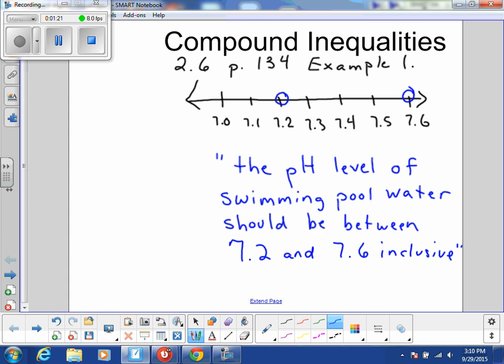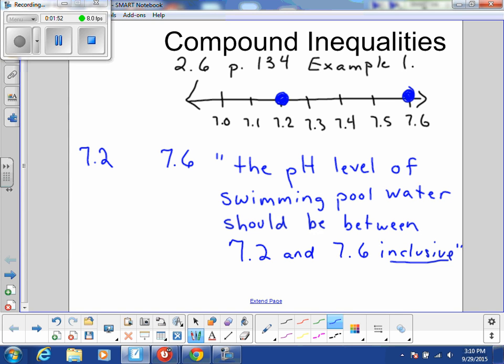And all of the numbers that would make that true, so that you have a good pH level in your pool, are in between 7.2, that's the low end, and 7.6. Now the word inclusive means that those points are also included. If you are right at 7.2 or as high as 7.6, then the pool water has the appropriate pH level.